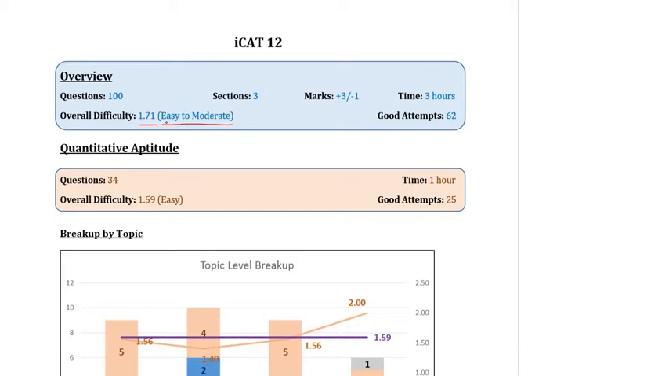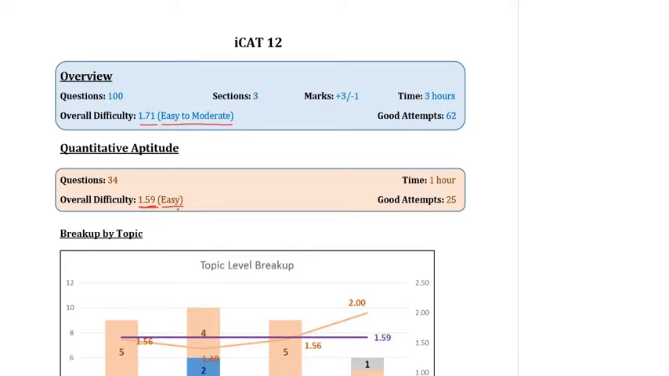So how did the quant section compare with the overall mock difficulty as well as CAT's difficulty? Typically quant is the easiest section in the CAT. However, in this mock we saw that verbal was the easiest section with an average difficulty close to 1.4, 1.5, whereas quant, although it was easy by itself, was tougher than verbal with an average difficulty of 1.6 nearly.